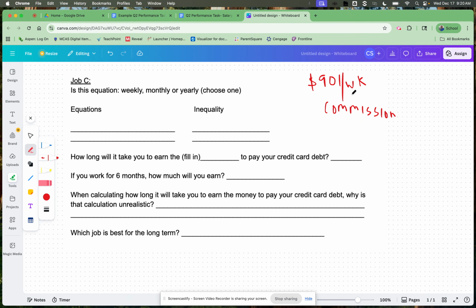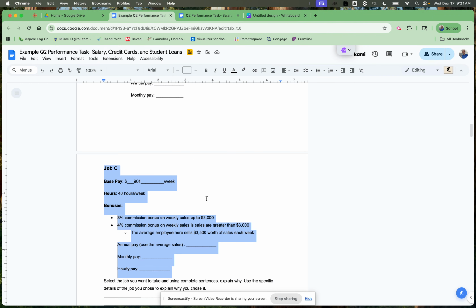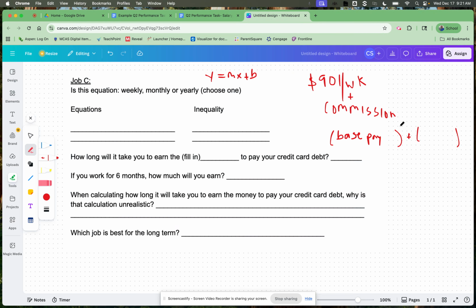So there's going to be two different things we need to combine. So for my equation, I'm going to have the base pay and remember all this should be based on y equals mx plus b. So I have my base pay and then my commission. There's going to be two different commissions. So my first commission, my first equation should be based on the first commission. My first equation should be based on the 3%.